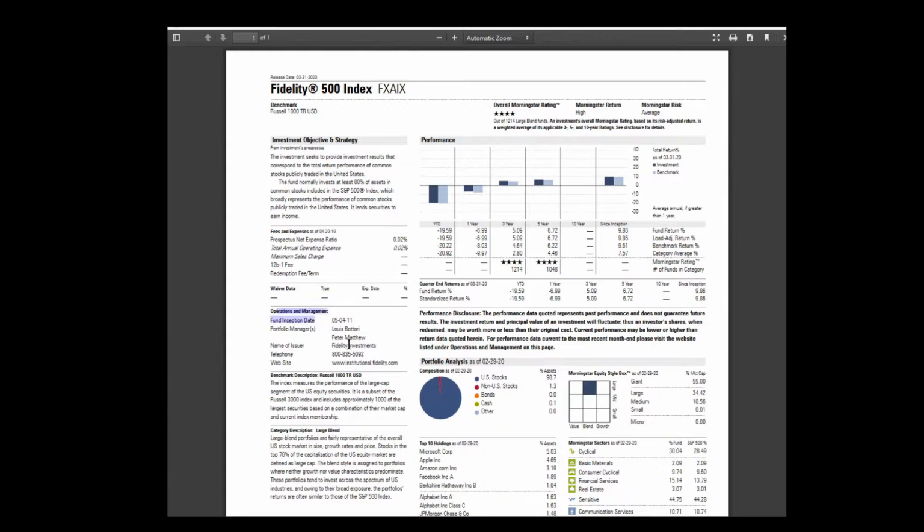Operations and management is the next thing here. This is who actually runs this fund. So it is, of course, a Fidelity fund, which you had noticed up here in the bold. It's a Fidelity fund. These two guys are the co-managers. They usually have teams that work with them, but primarily it's these two.